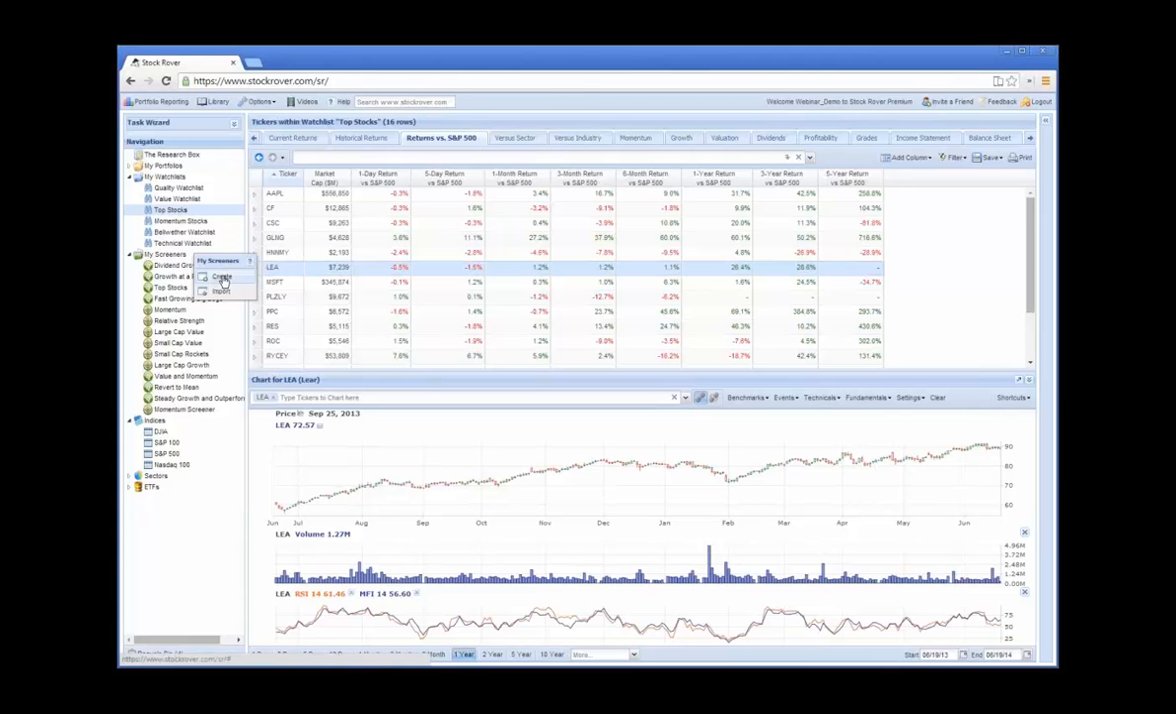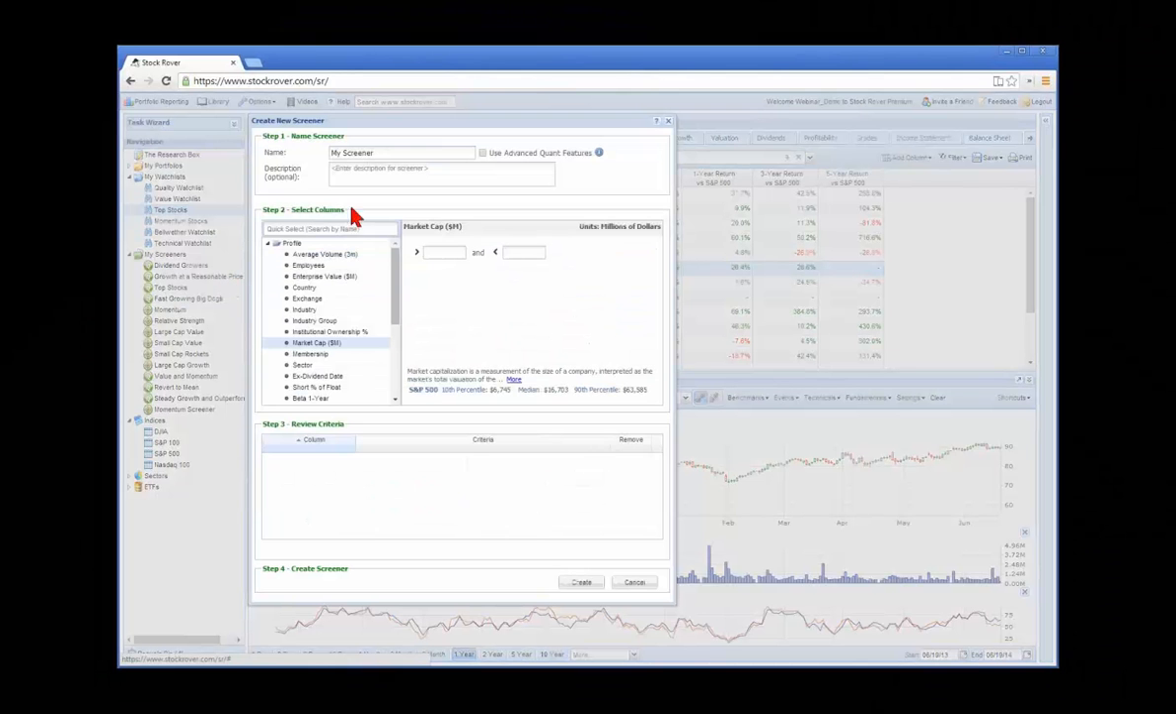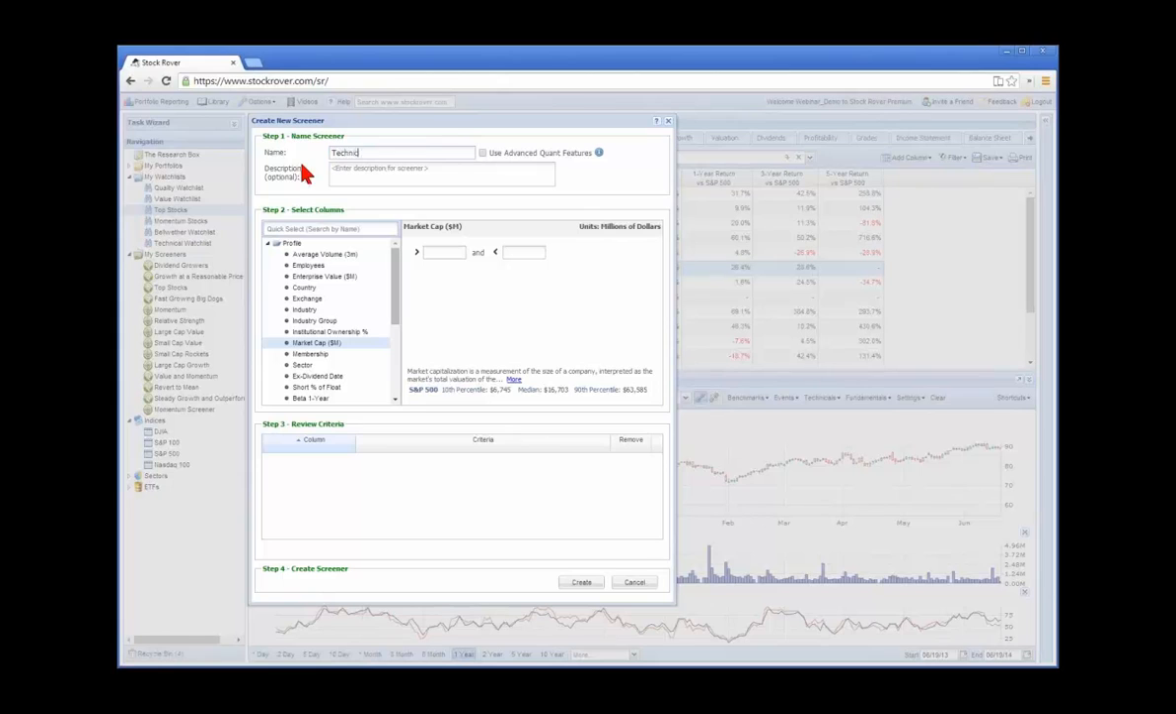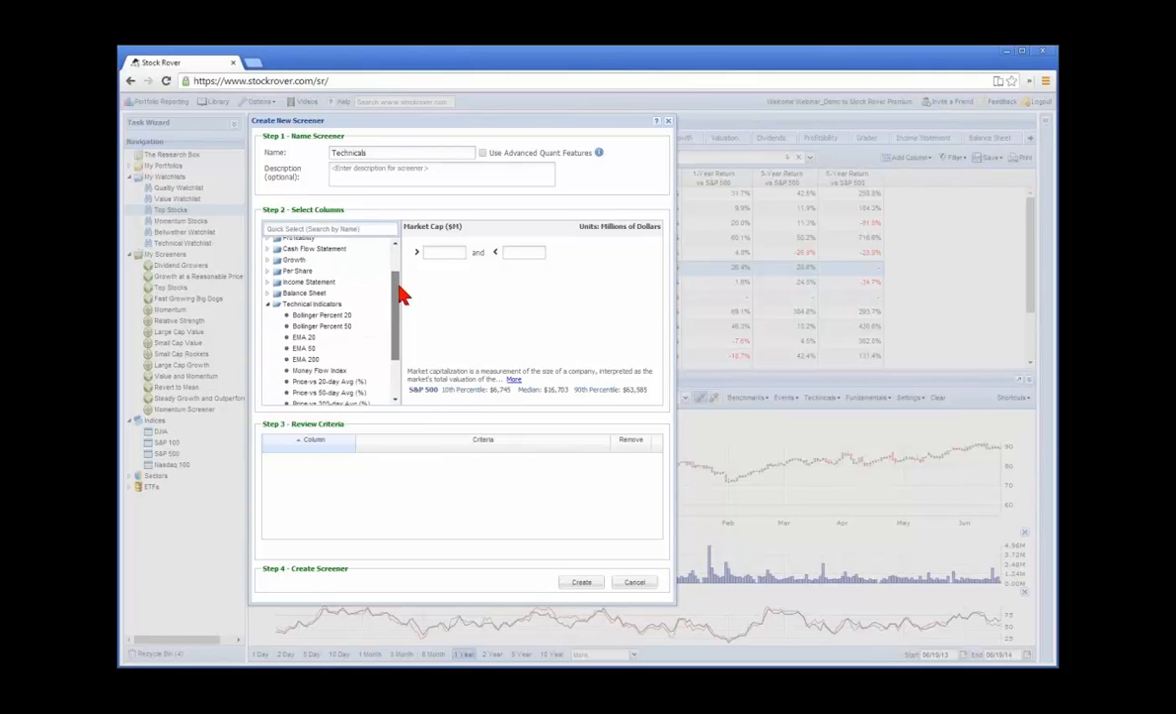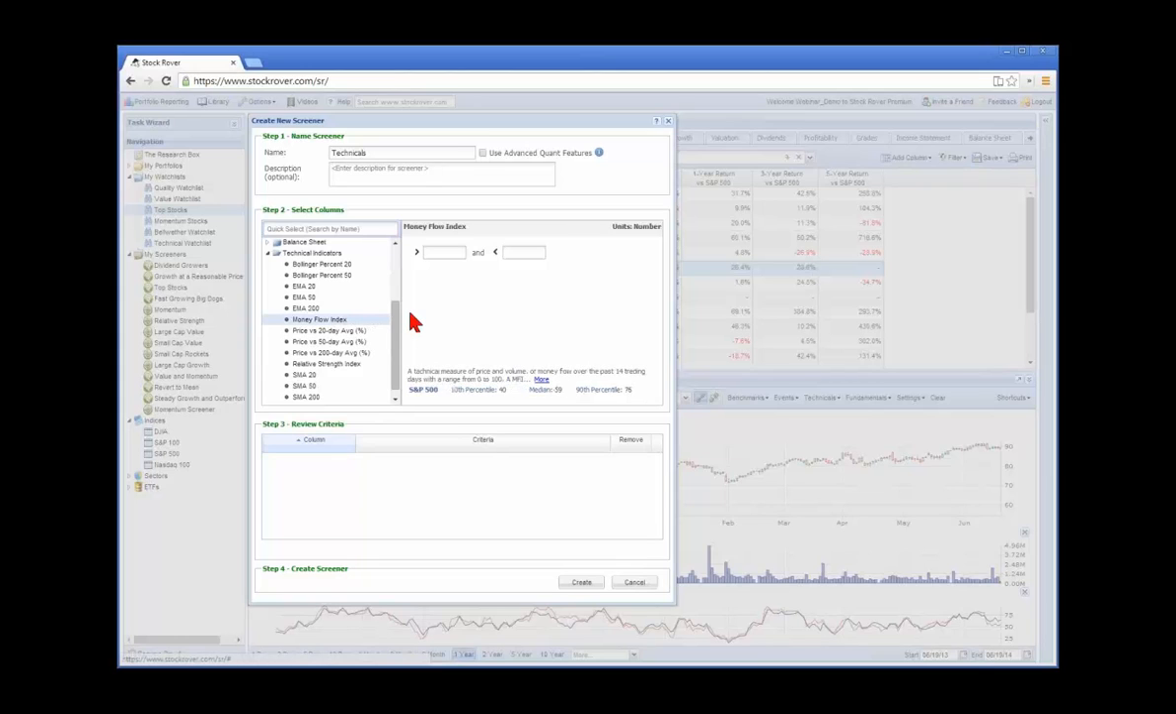Just right-click My Screeners and select Create. And I'm just going to create a very simple technical screener, calling it Technicals. In step 2, I'm going to go down to the Technical Indicators folder, which is the second to last one. And there you can see some of our technical indicators. Again, there's the Bollinger Bands, the exponential moving averages, the money flow index. So say I wanted to find stocks that are maybe oversold and might turn around. I could just search for stocks that have the money flow index below 25 or so. And then I can also add in the relative strength and see if I can find any stocks with the relative strength below 35.